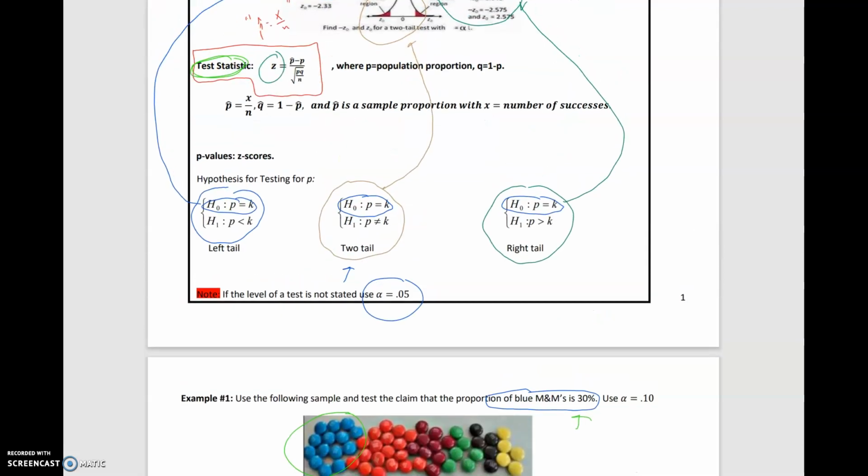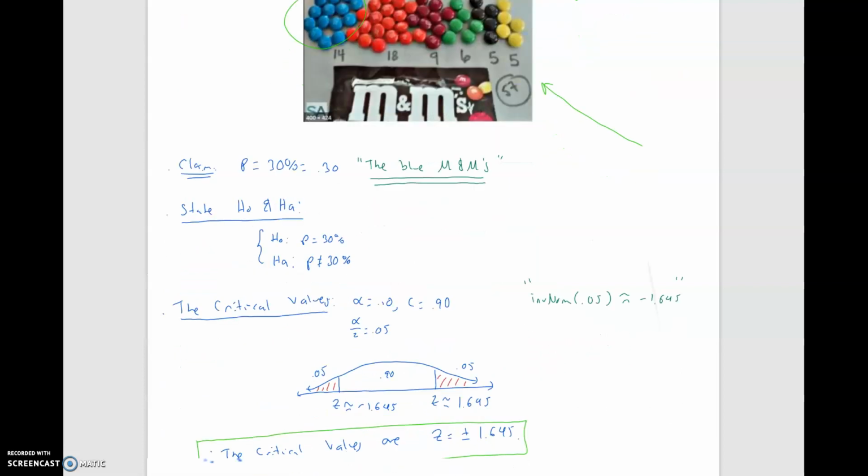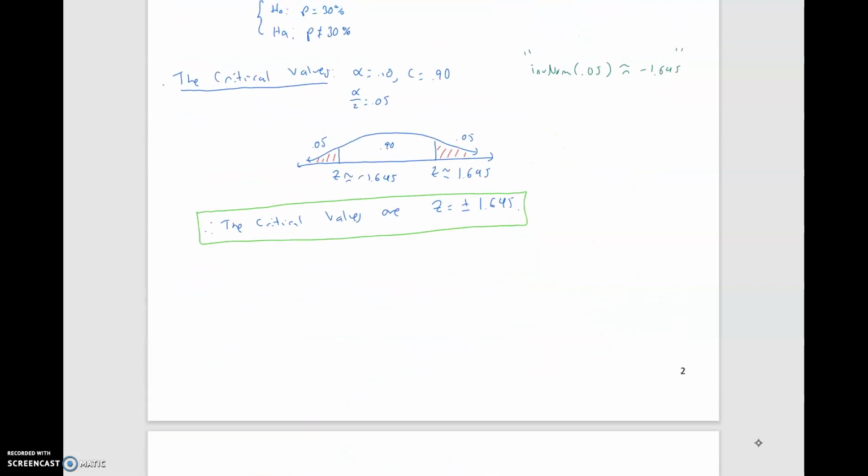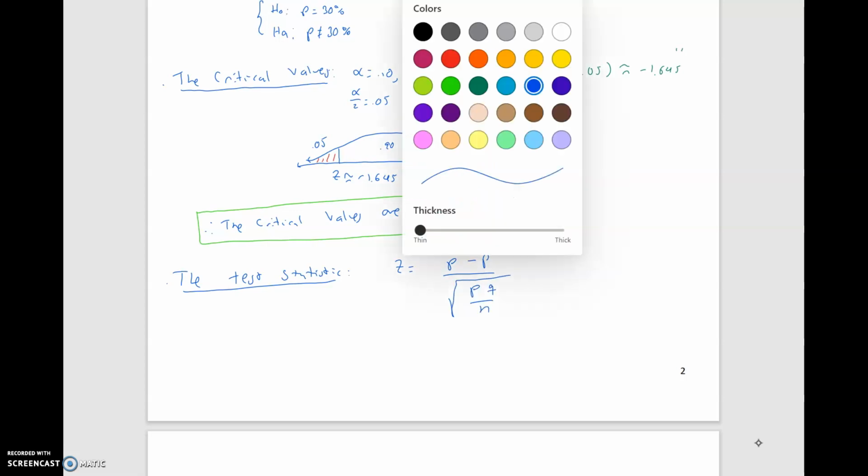So in this case, we're going to evaluate that z-score. As we look at the test statistic, we're looking at the sample. So our test statistic is equal to p hat minus the value of p, over the square root of p and q over the value of n.